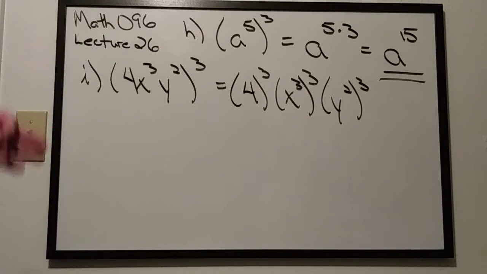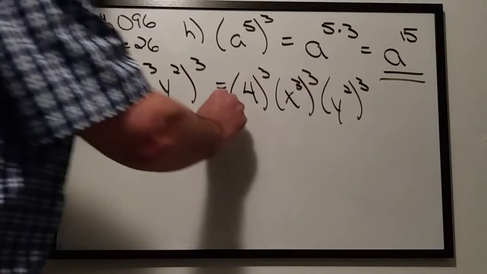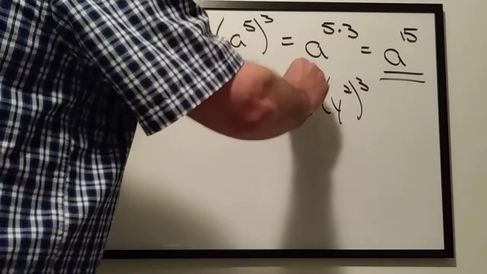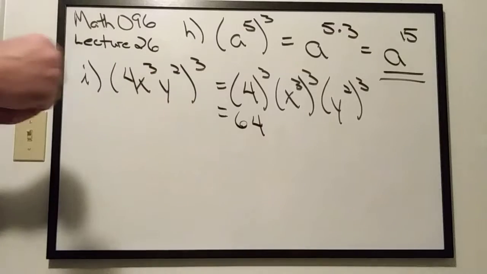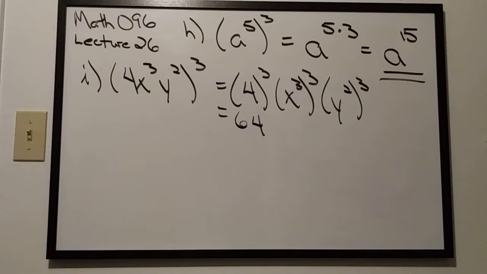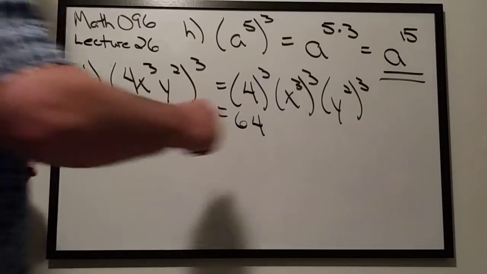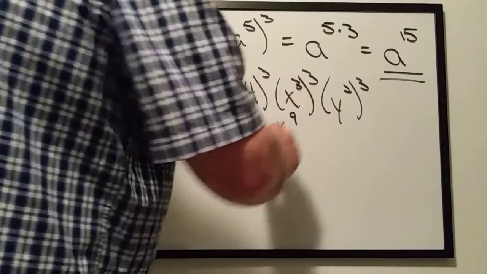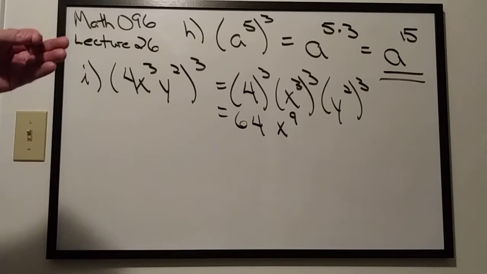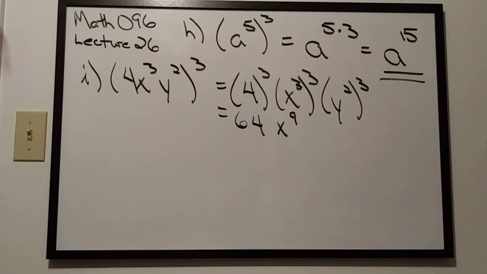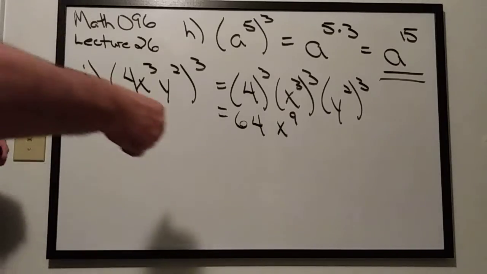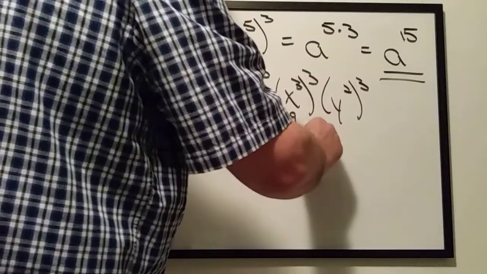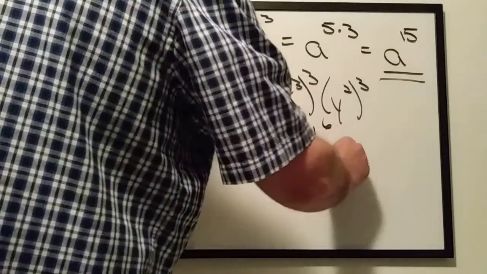Now that we have this then, one part is simply a number problem. 4 to the third power, we take 4 times 4 times 4, that's going to be 64. And then we have x to a power, and that whole thing is to another power. So this is another example of the power rule. We're going to multiply the 3's together. 3 times 3 is going to be 9. We're going to get x to the 9th. And then we have y to the second to the third. That again is an example of the power rule. So y to a power, 2 times 3 is going to give us 6. So we have y to the 6th.